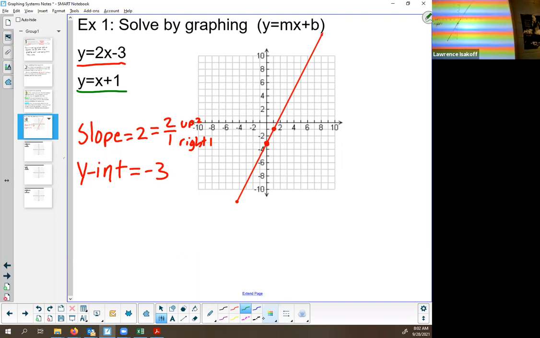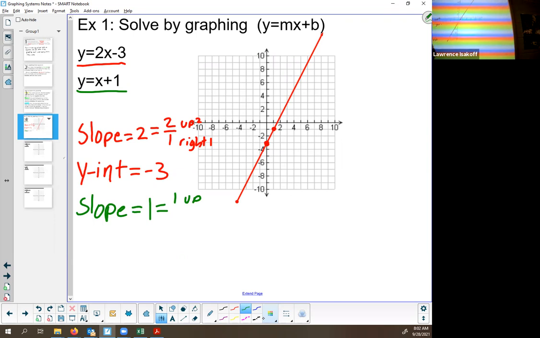So when there's no number in front of x, that's a slope of 1. I know that's what you were getting at when you said x. I just wanted to clarify what you mean by that. So the slope is 1, so that means I go up 1 and right 1. What's my y-intercept on this one?